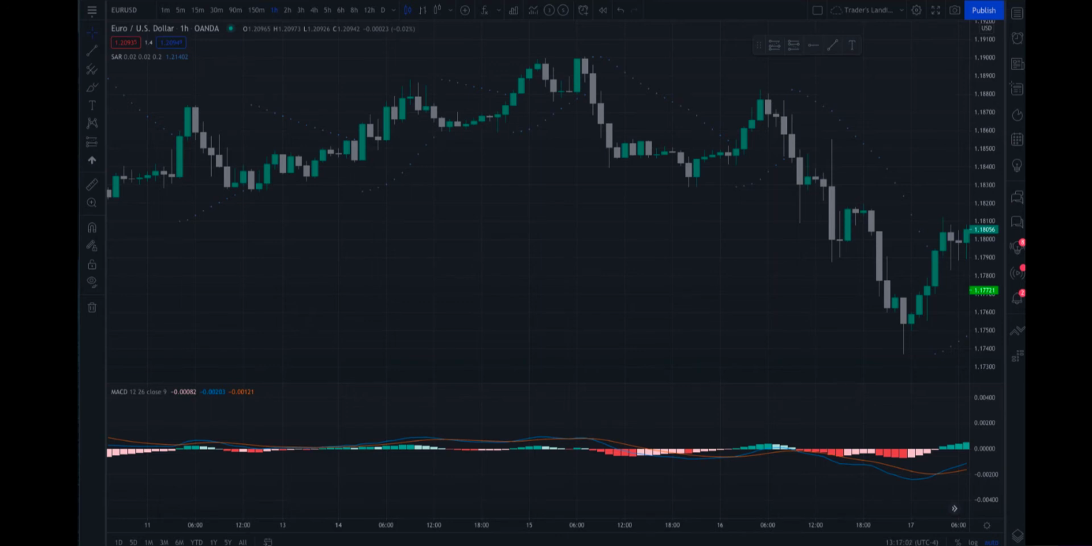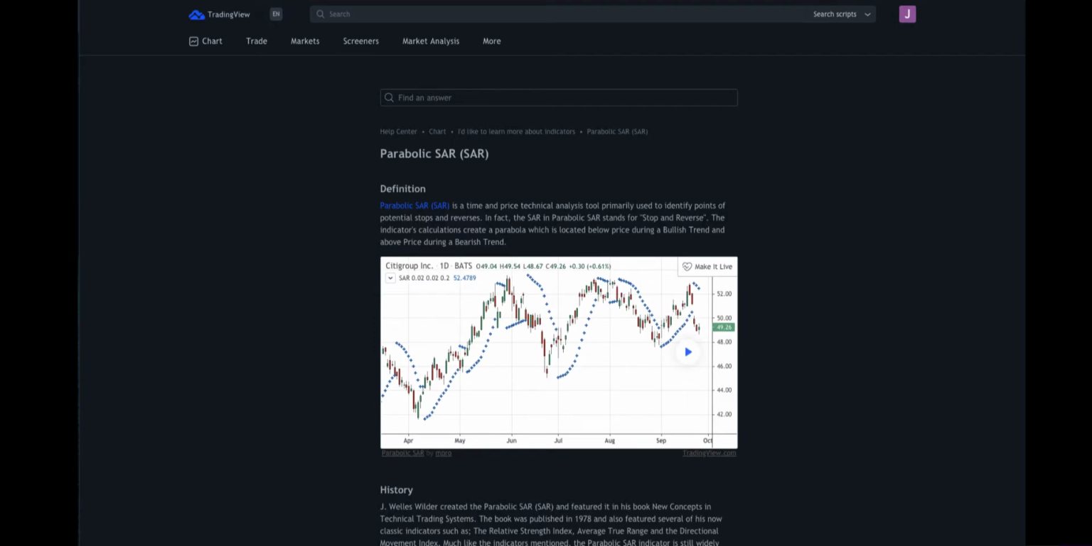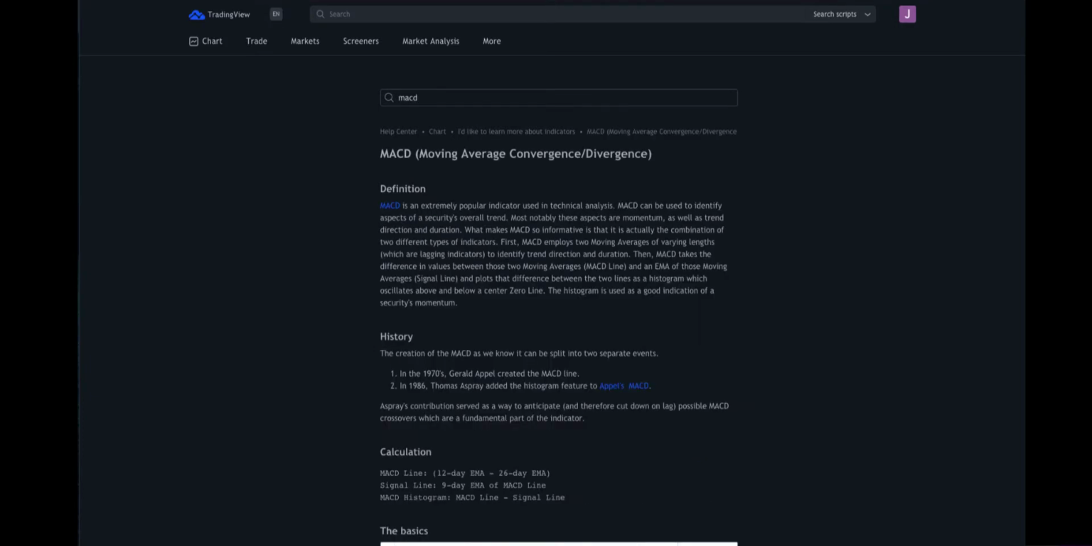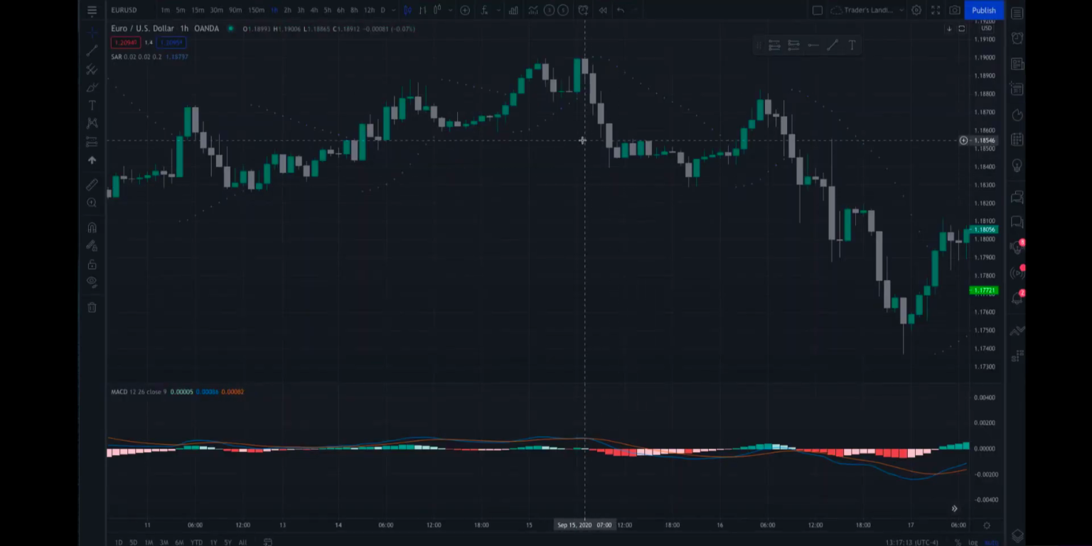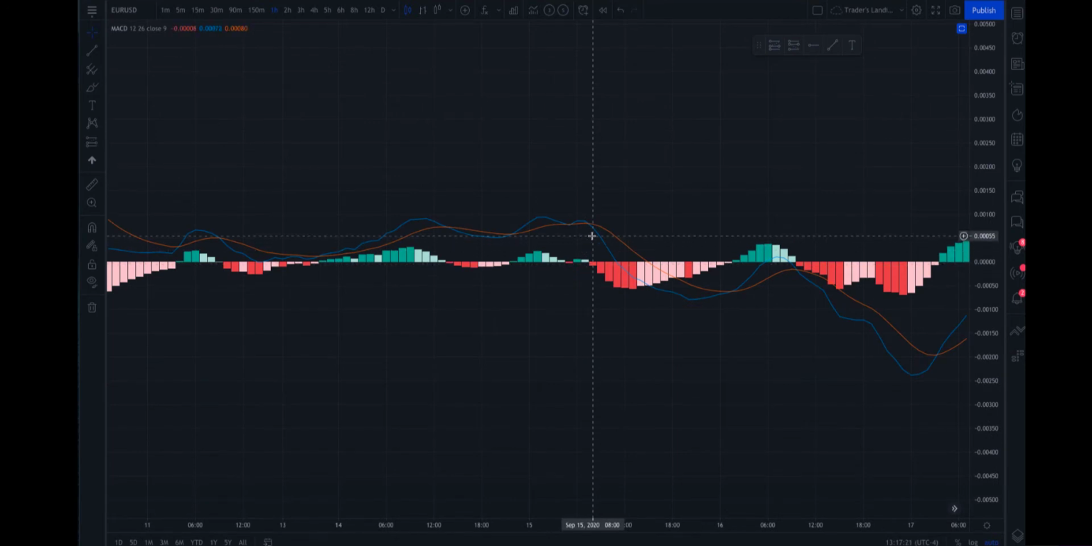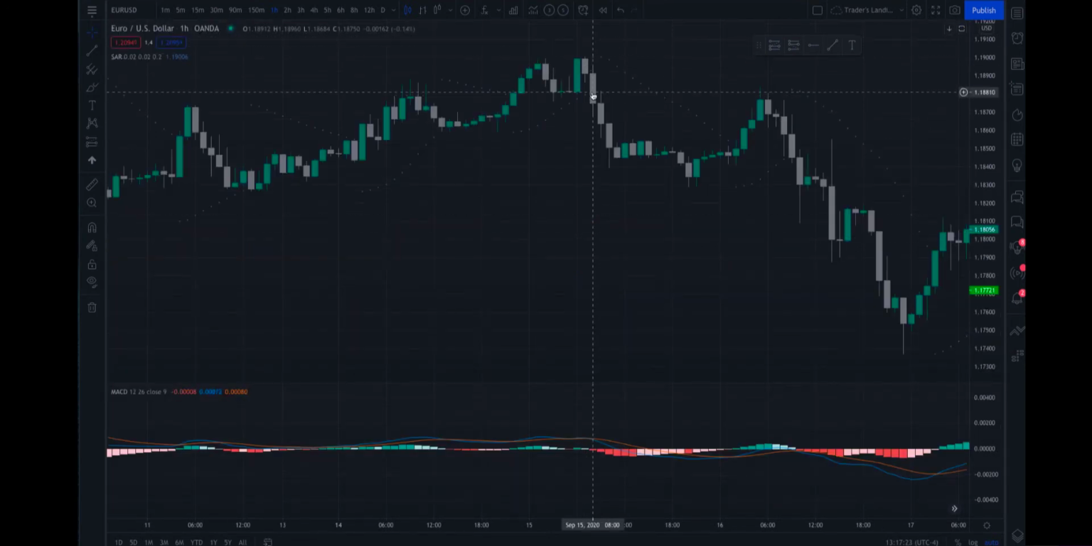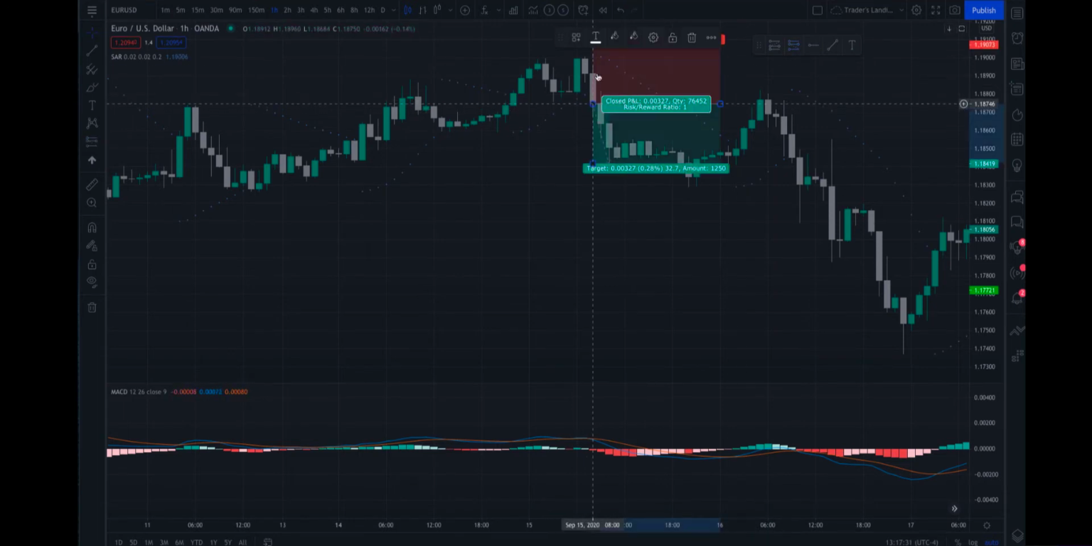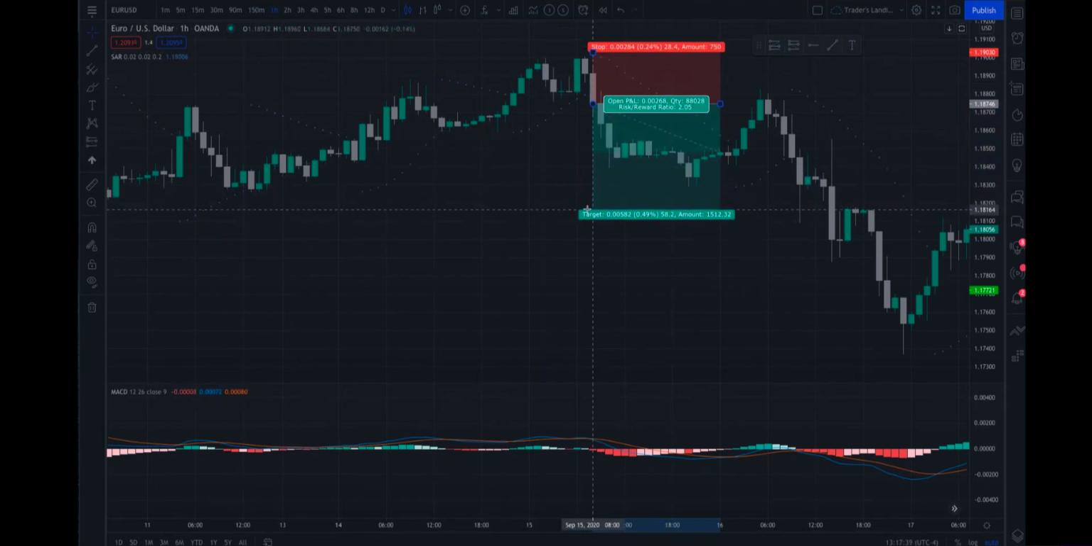These are the indicators we're going to use: the standard Parabolic SAR and the MACD. For entries for a short, we're going to wait for the MACD to cross over above the zero line and a Parabolic SAR indicating a short. This would be our entry candle. We're going to put our stop loss before the high and target 2 to 1.